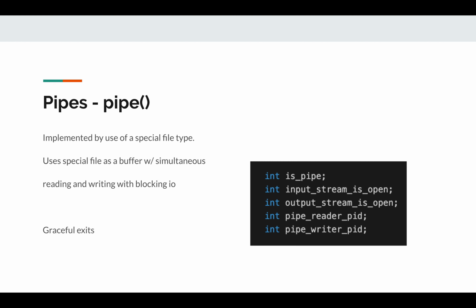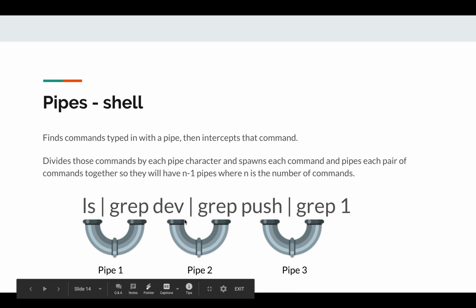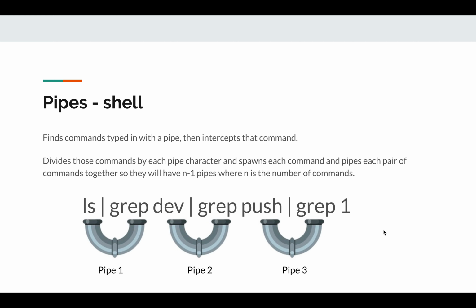This helps with graceful exits and also knowing the PIDs to wake and block when the buffer is full or empty. On the shell side, the basic logic is that we find commands typed in with a pipe, and then we intercept that command. We parse the text to create each command, spawn those processes, then block them. Then we iterate through and create a pipe for each 2 commands that should be piped together. As you can see visually, once they're piped together, we go through and wake those processes.